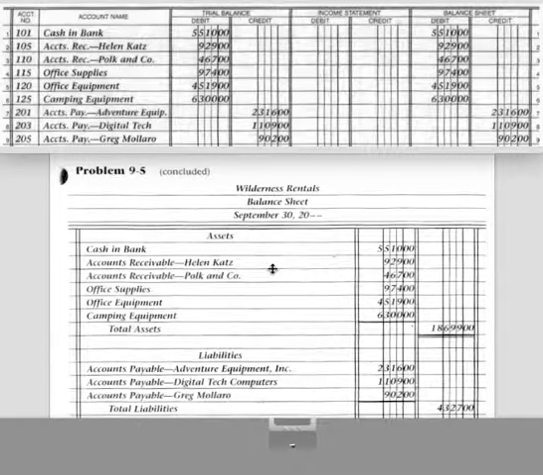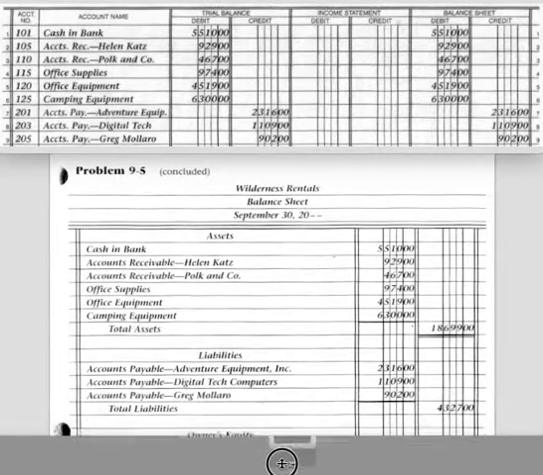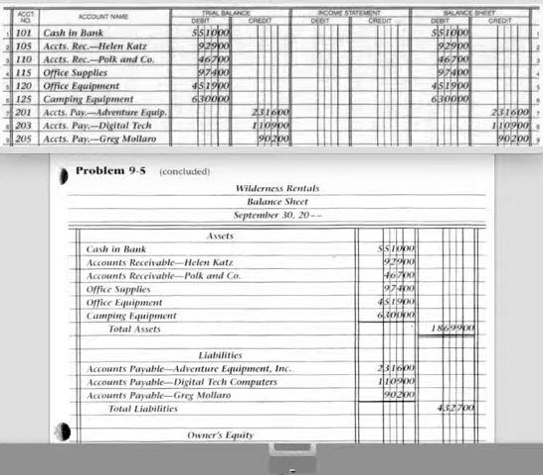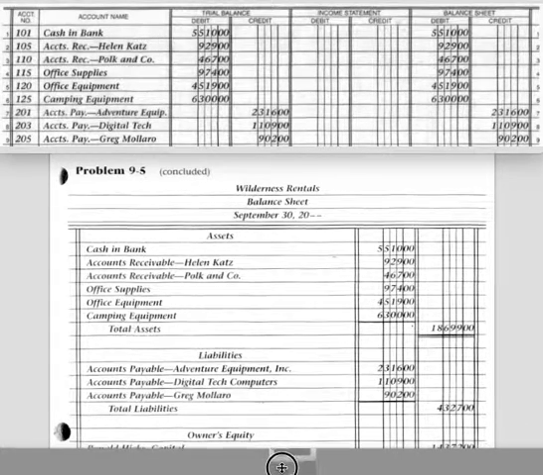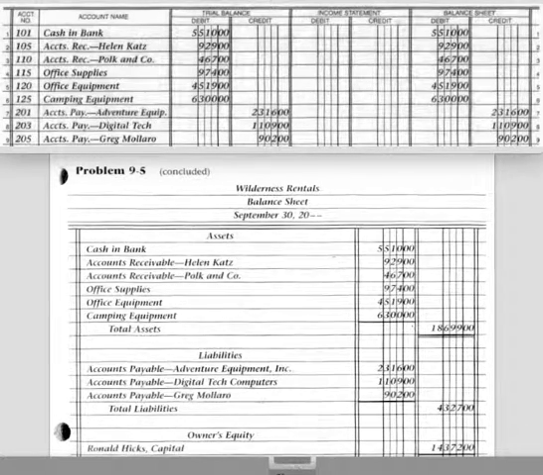So our first section of the balance sheet is the assets section. The second section is our liabilities. And if you think of the accounting equation, we have assets equals liabilities plus owner's equity. So our final section is called owner's equity. So you're going to write owner's equity and center it for our final section. And on the following line, you're going to write Ronald Hicks Capital.